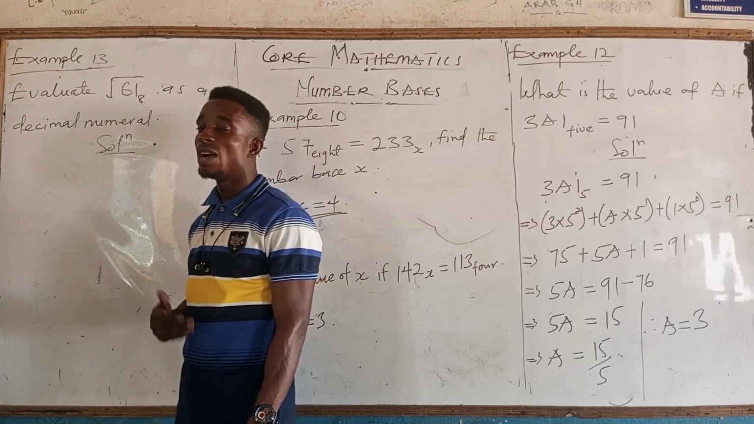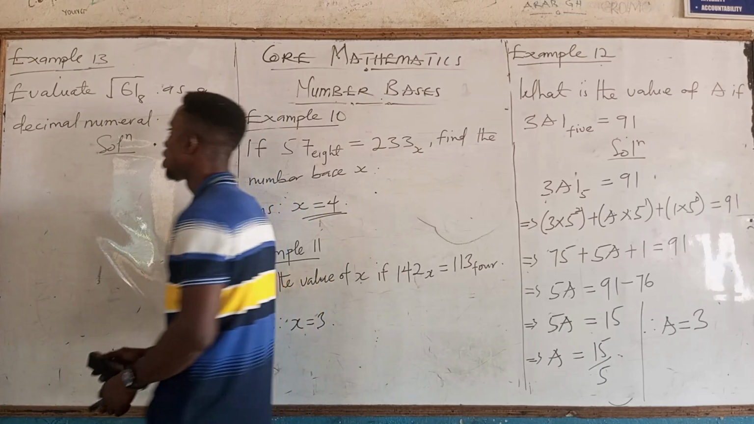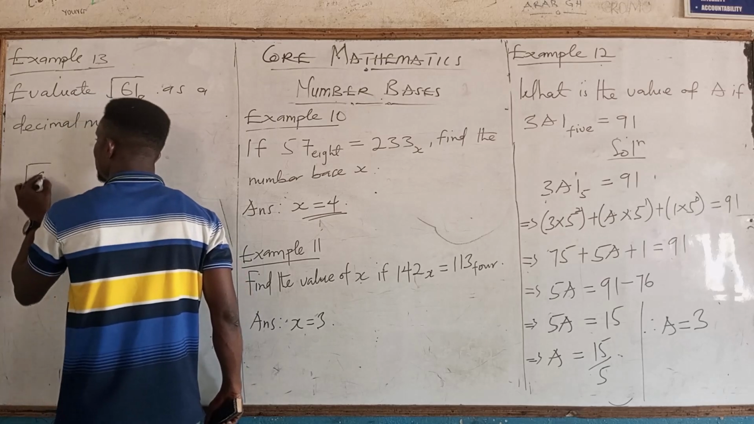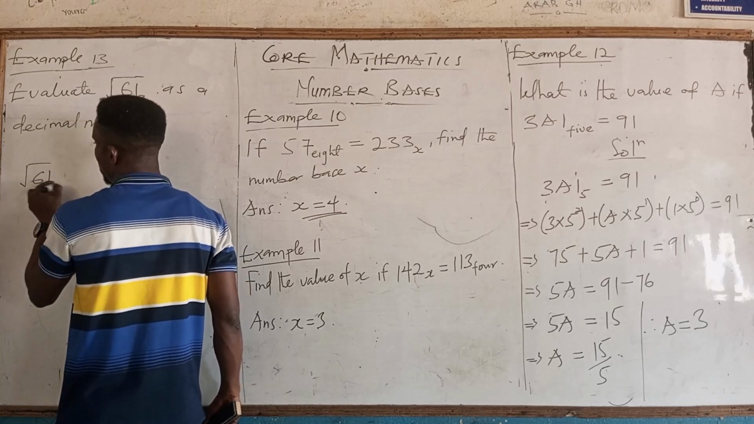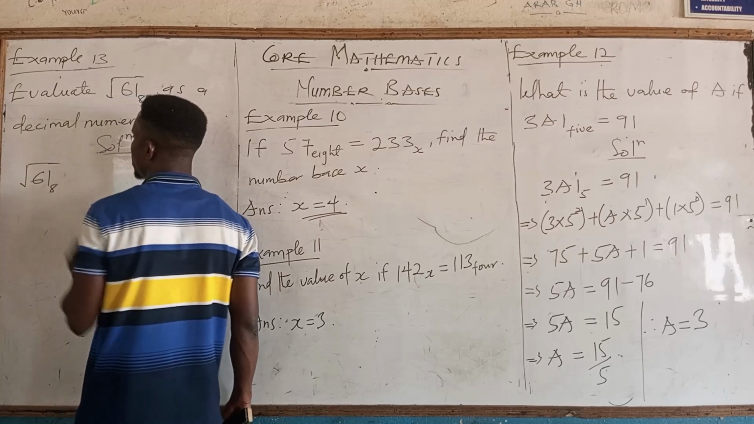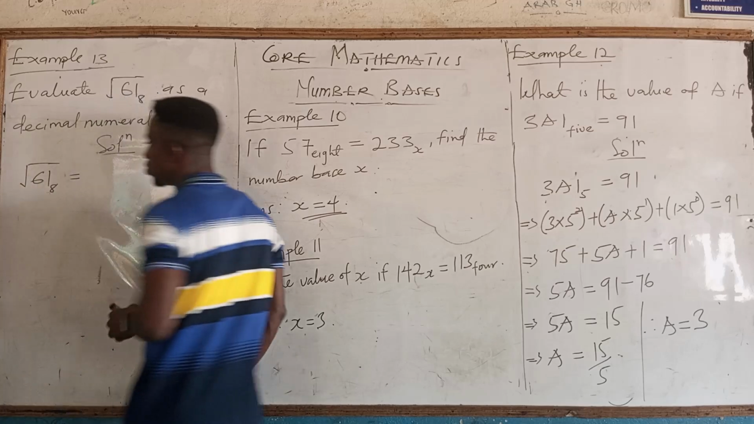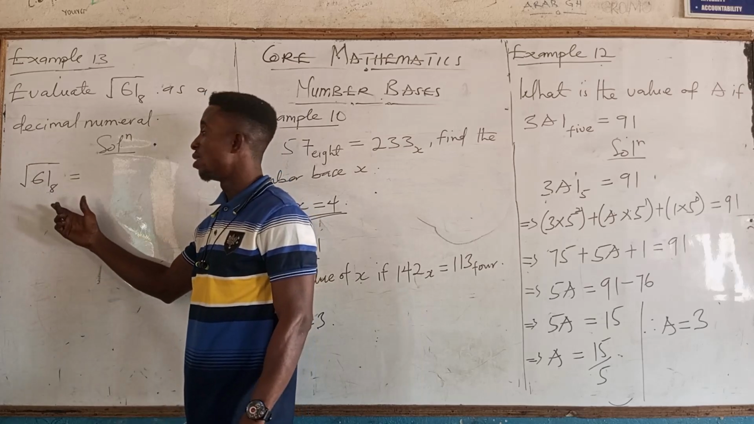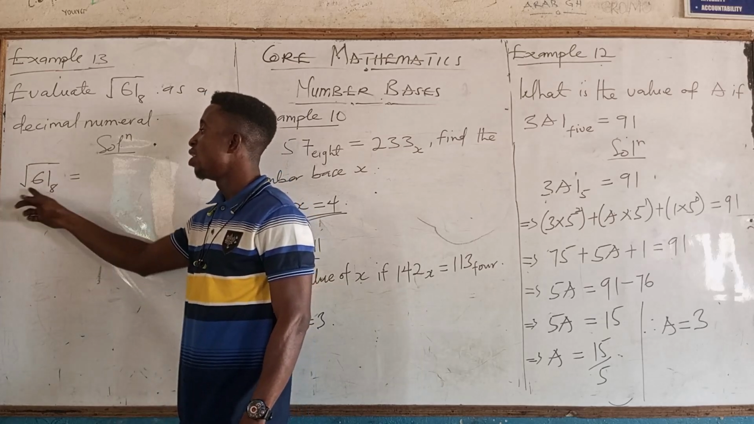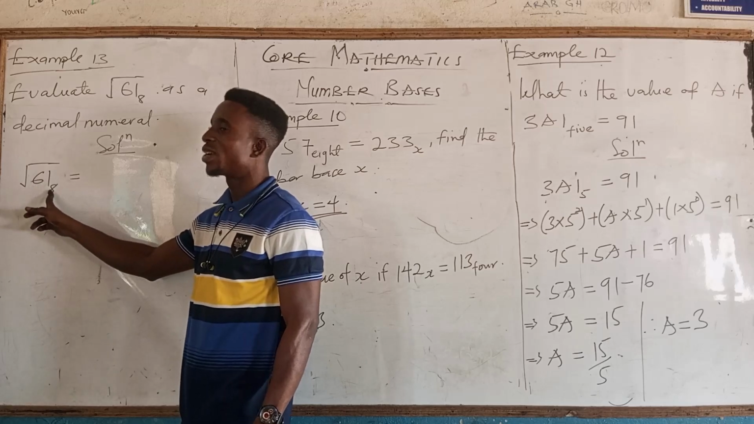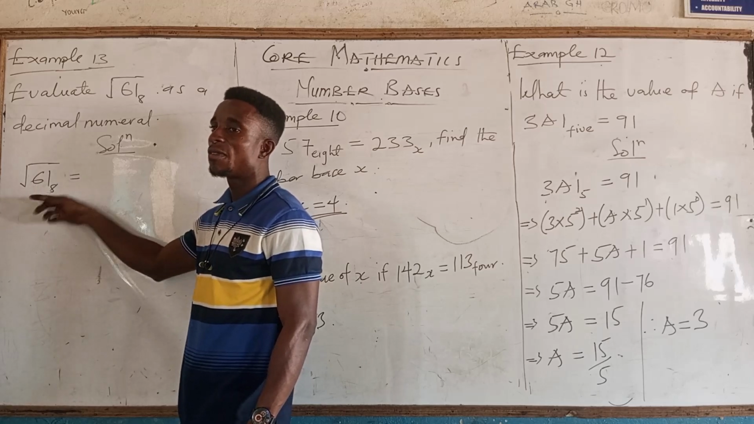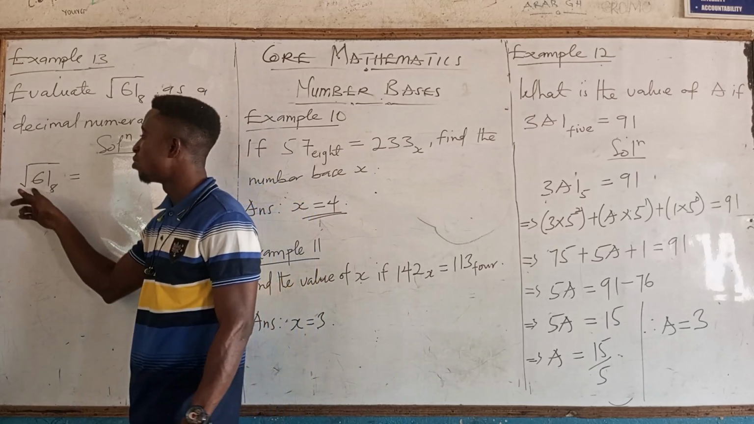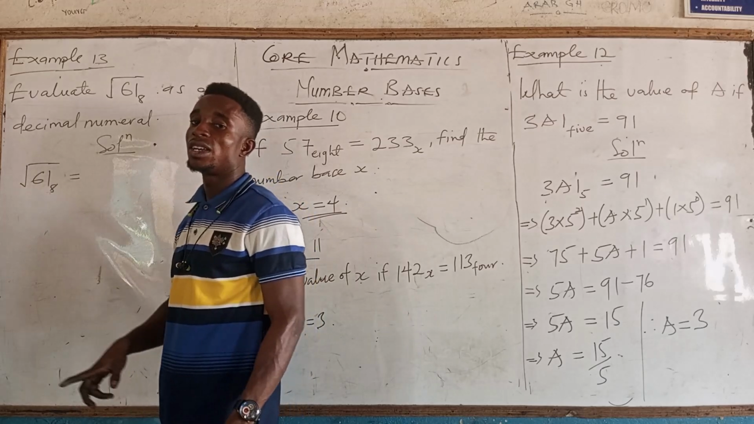Are we getting that? And what do we do? So that one is the same thing. So I have square root of 61 base 8. And I can say this one is equal to, we are changing to the decimal number. So we convert this one to decimal. Don't find the square root of 61. You can never do that. We find square root of numbers in base 10. Are we getting that? So unless we convert this one to base 10 before we find the square root.